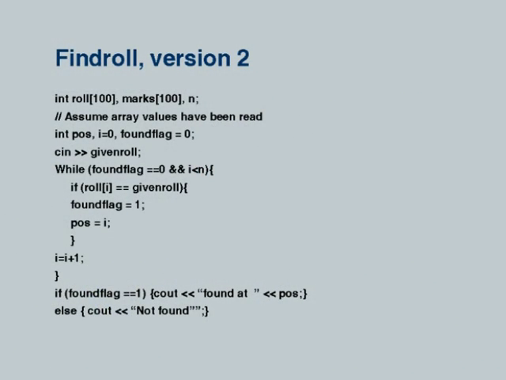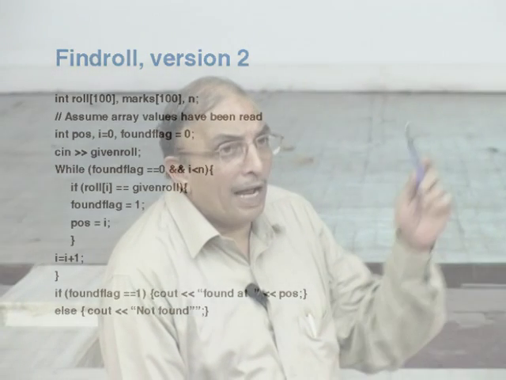What is the best case? When the first roll number itself is the given roll number, then this loop will be executed exactly once. So in the best case, you will execute all these instructions inside the iteration once. In the worst case, you will execute them n times. On an average, how many times will this loop be executed?